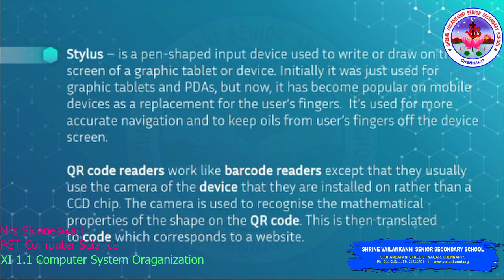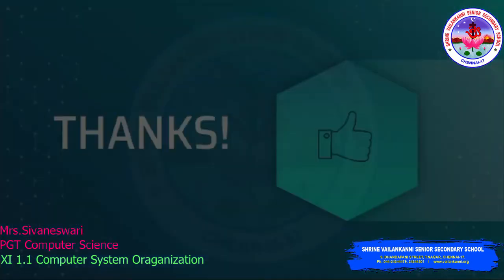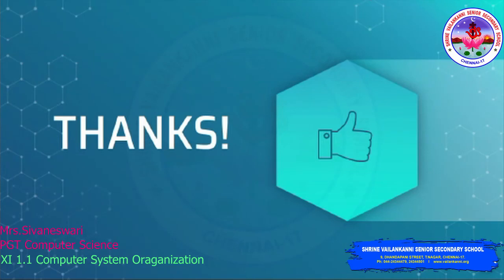QR code readers work like barcode readers, except that they usually use the camera of the device that they are installed on rather than a CCD chip. The camera is used to recognize the mathematical properties of the shape of the QR code. This is then translated to code which corresponds to a website. So with this, the session on input devices is completed.